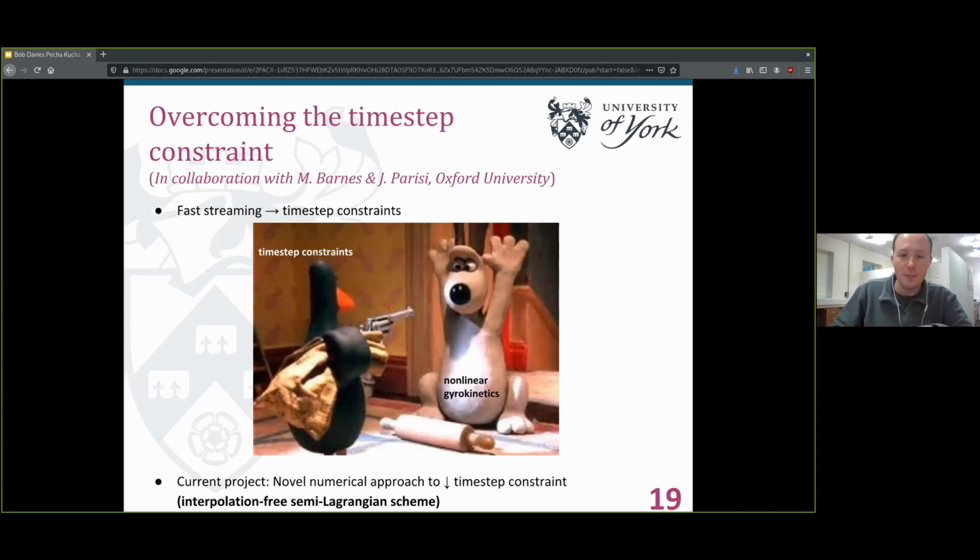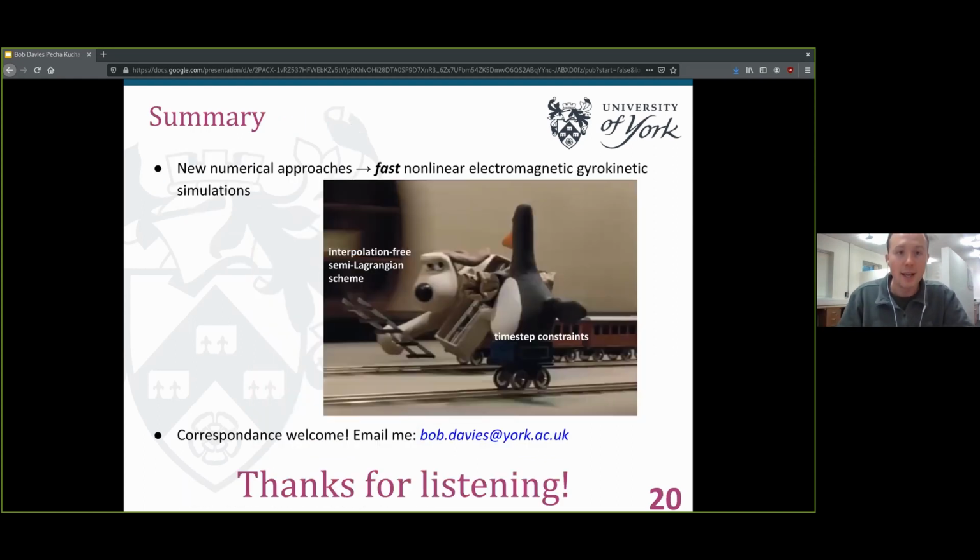We're hoping to eliminate this using a novel numerical approach called interpolation-free semi-Lagrangian. Feel free to chat with me for more details and watch this space. So to summarize, gyrokinetic simulations are really good, and hopefully they'll get even better quite soon because of new numerical approaches to permit fast, nonlinear electromagnetic simulations.